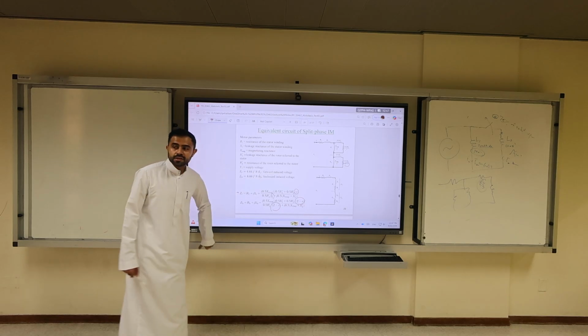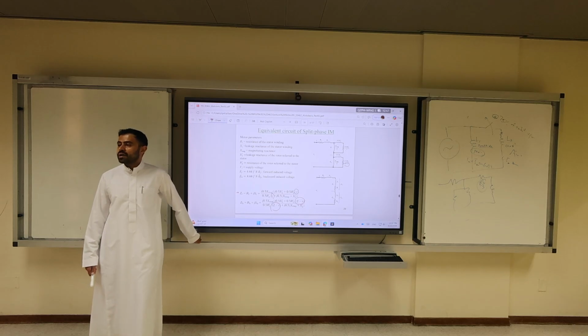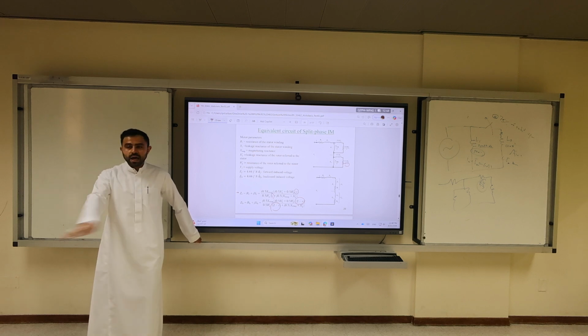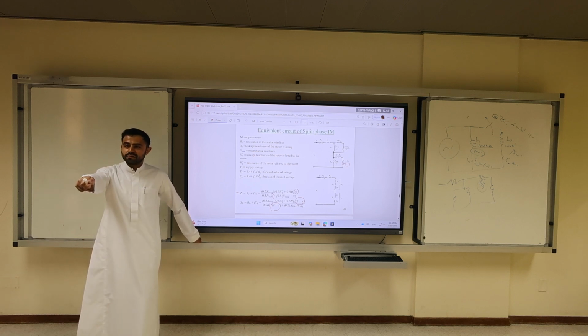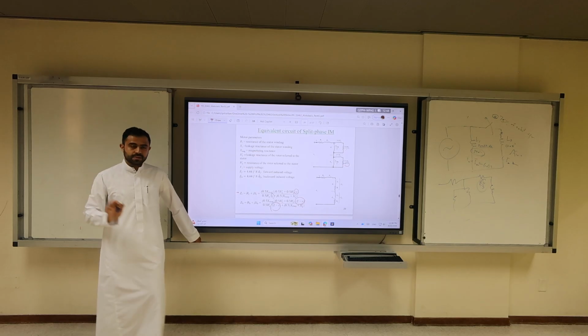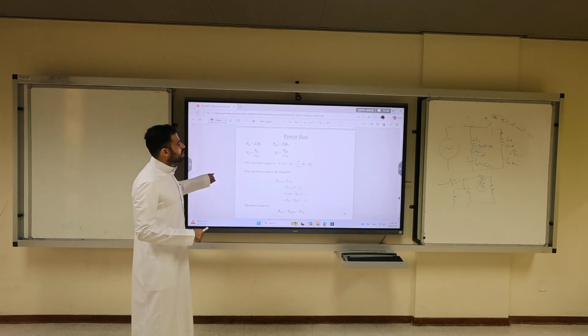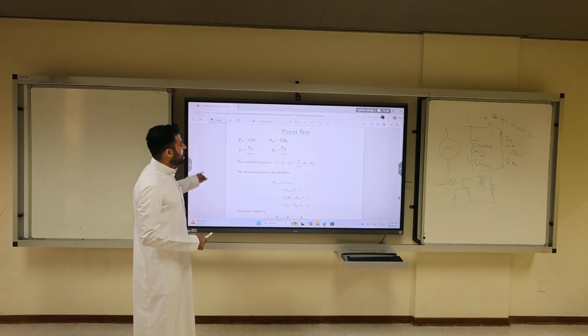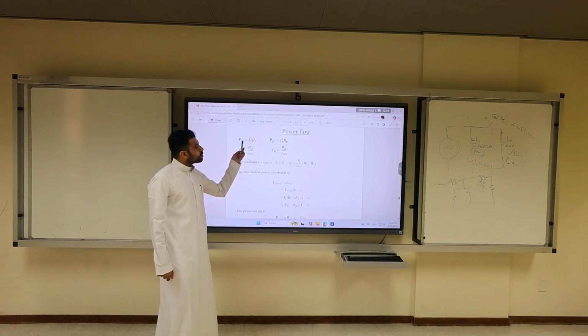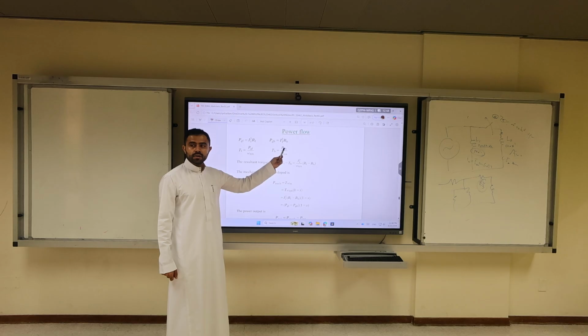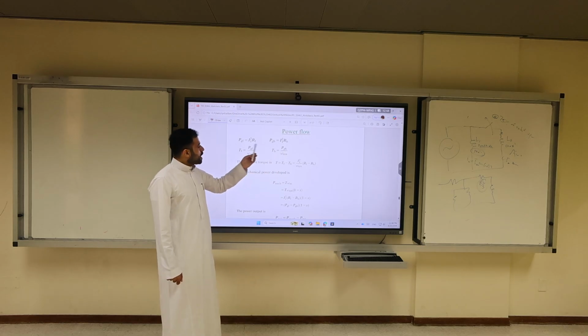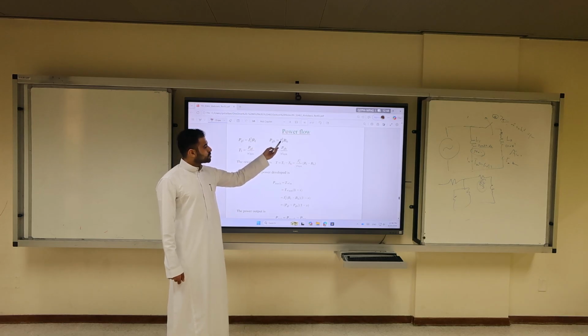Supply voltage, do we have line to line? We don't have line to line, please. In single phase induction machines, there is no line to line, because line to line is a feature of a three phase system. So let's look at the power flow. Here is the power flow. We have air gap power forward and air gap power backward, and the equation for it is I1 square RF, I1 square RB.